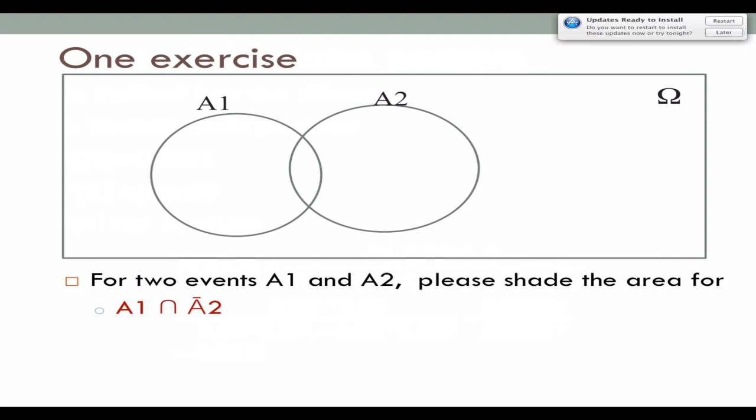Mathematically, A1 intersect A2 bar is A1 intersect (omega minus A2). Then A1 intersect omega is just A1, so it is A1 minus A1 intersect A2. Is that okay? A1 minus A1 intersect A2 is A1 intersect the complement of A2. This is going to be useful in your homework, so you'd better understand this part. Any questions?